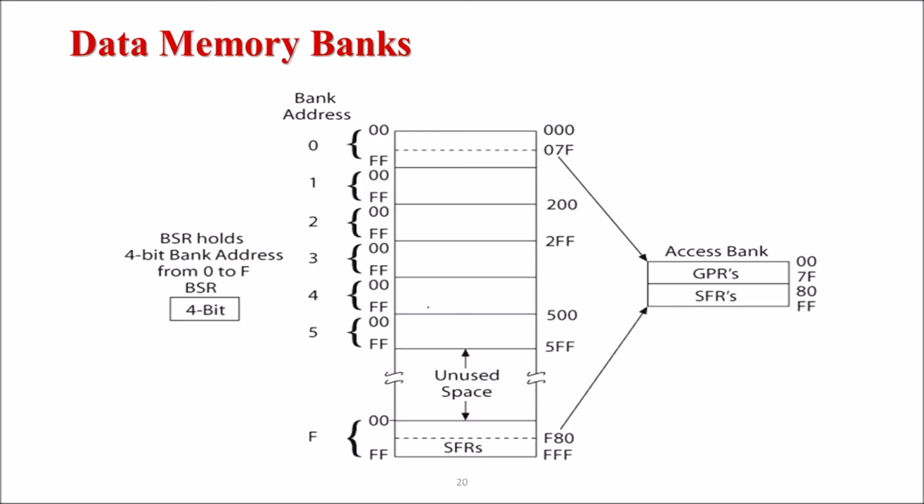The next is detail about the data memory bank. So the whole data memory, 4 kilobyte data memory, is divided into 16 banks. These banks are numbered as 0, 1, 2, 3 up to bank F. Each bank will have addresses from 00H to FFH. So 256 bytes are available for each register bank. The addresses will start from 000H and the last address is FFFH.